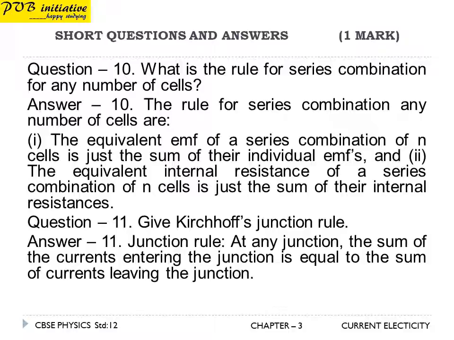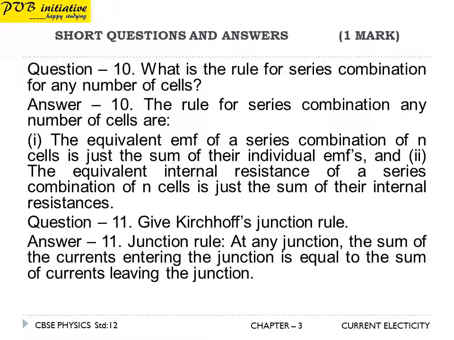Question 10. What is the rule for series combination for any number of cells? Answer 10. The rule for series combination of any number of cells is: first, the equivalent EMF of a series combination of n cells is just the sum of their individual EMFs, and second, the equivalent internal resistance of a series combination of n cells is just the sum of their internal resistances.